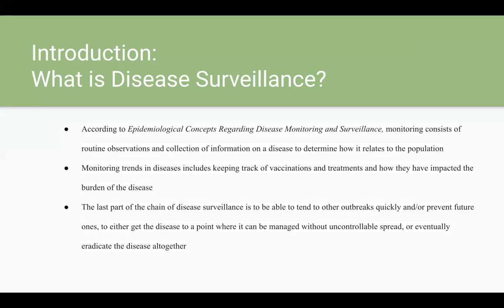The last part of the chain of disease surveillance is to be able to tend to outbreaks quickly and to prevent future ones, to either get the disease to a point where it can be managed without uncontrollable spread or eventually eradicate the disease altogether. Some diseases, we really want to make sure we eradicate. And some diseases, we try to manage. Again, for example, COVID-19, most likely we're just going to continue to live with it, but we want to make sure we manage it so hospitals and clinics and any health centers are able to properly and safely treat patients.